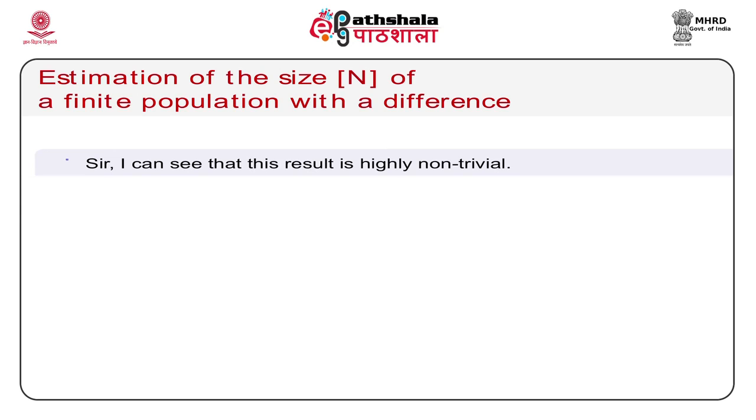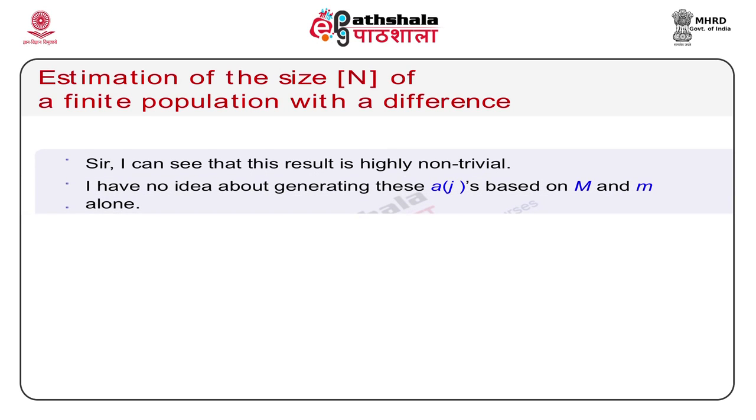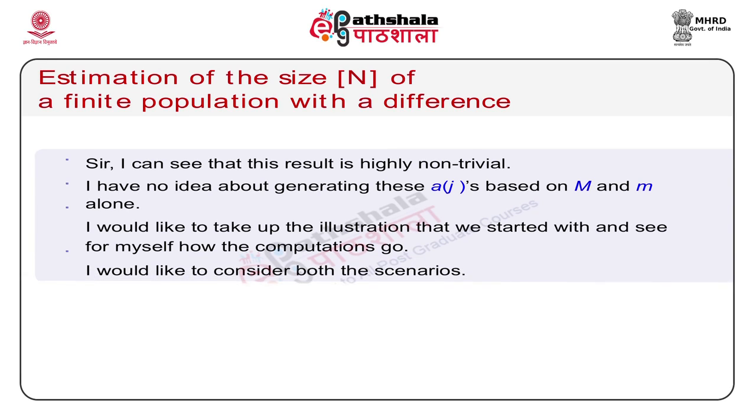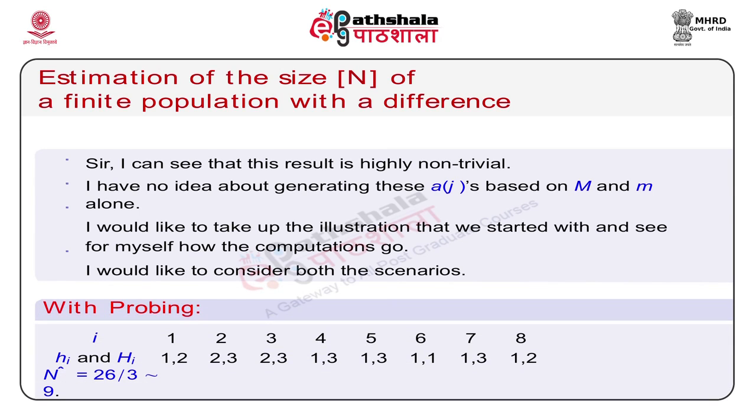Sir, I can see that this result is highly non-trivial. I have no idea about generating these Ajs based on capital M and small m alone. I would like to take up the illustration that we started with and see for myself how the computations go. I would like to consider both the scenarios. With probing, we have these values for I and HIs. Then N hat is approximately equal to 9.